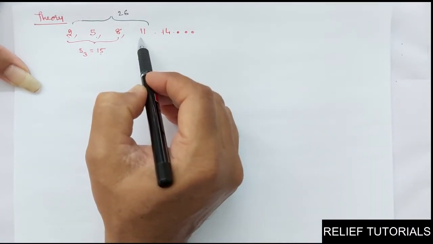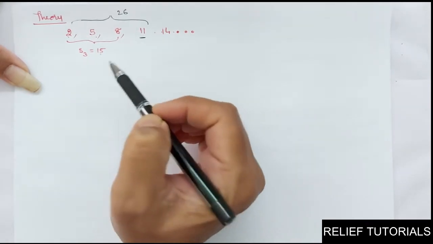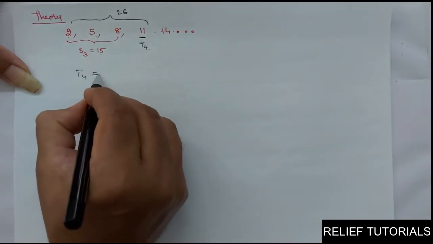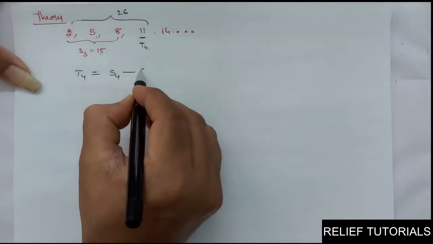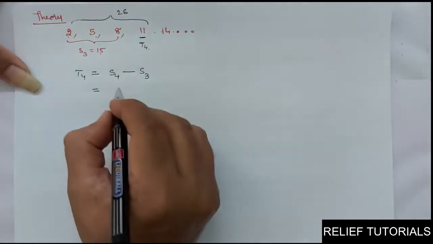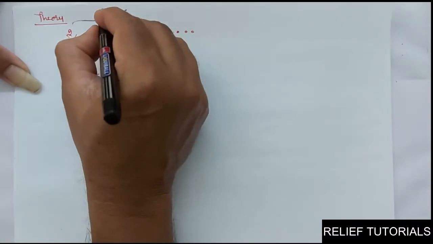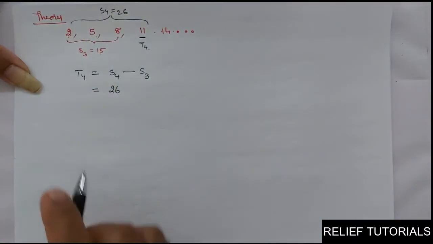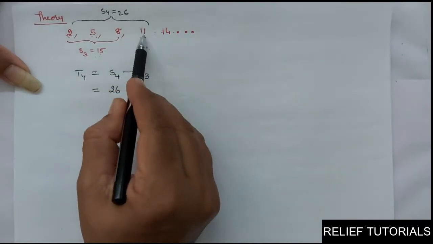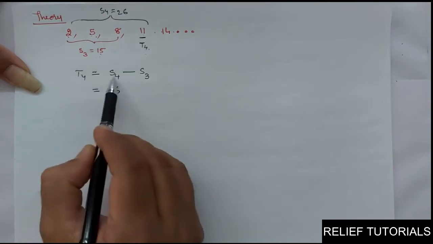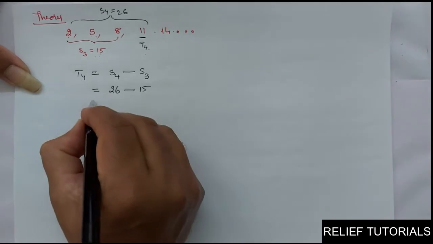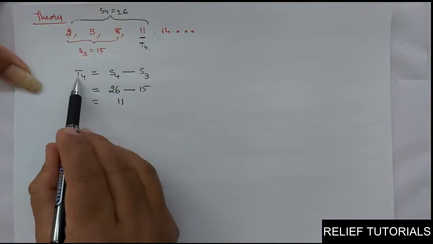So I can say this is T4, the 4th term. 11 is the 4th term. So now I can say T4 is equal to S4 minus S3. S4 is the sum of 4 terms, 26. The sum of 4 terms is 26 and the sum of 3 terms is 15. So 26 minus 15, you will get 11. That is the 4th term. So T4 is equal to S4 minus S3, 26 minus S3, 15. So that is equal to 11. So you know that the 4th term is 11.